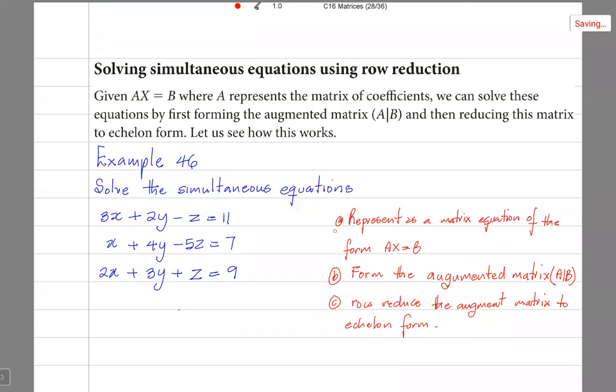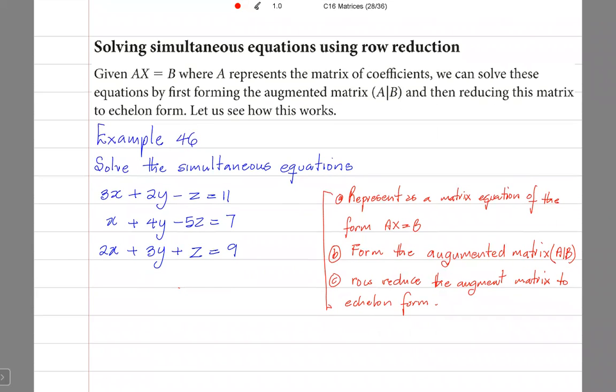All right, so to the right here, we sort of have the preliminary steps. First, we have to represent the information as a matrix equation of the form AX is equal to B, where the matrix A is the matrix of coefficients. Then we're going to form the augmented matrix A vertical slash B, and then we're going to reduce the augmented matrix to row echelon form. All right, so let's start.